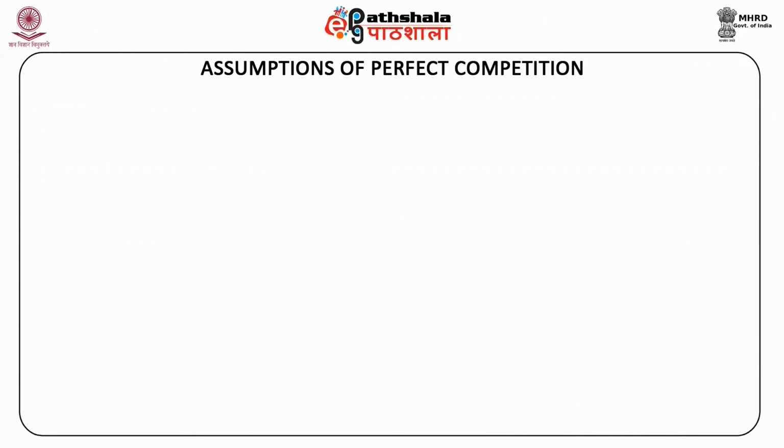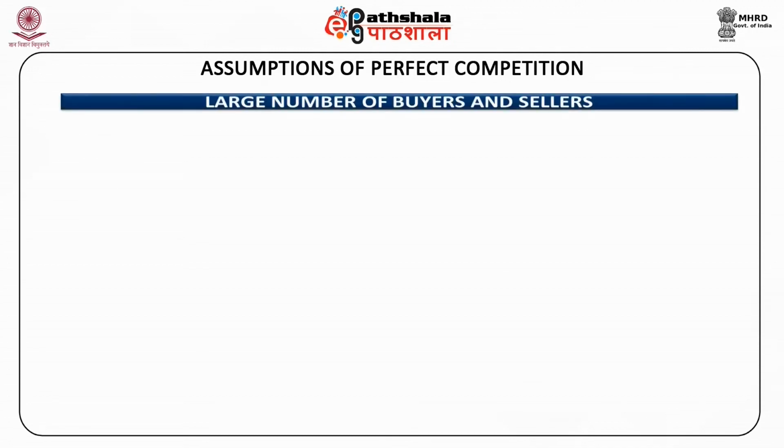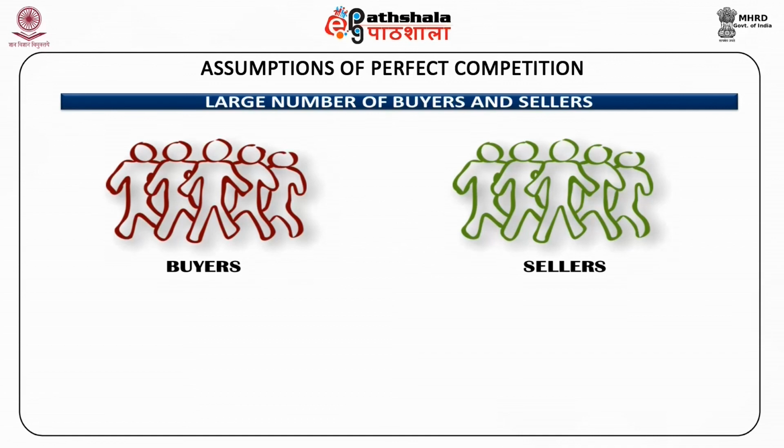Now let us discuss these assumptions in detail, starting with the assumption of large number of buyers and sellers. In perfect competition, there are many buyers and sellers of the product, and each one is buying or selling only a very small portion of the total product.